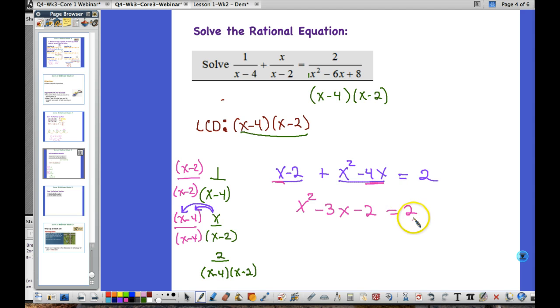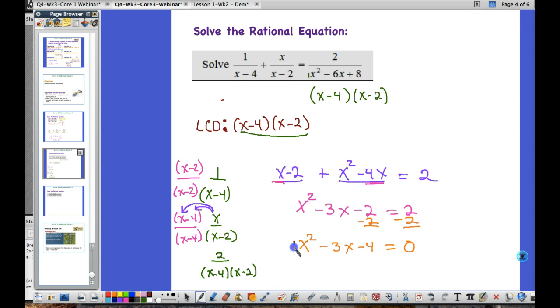Well, now I have a 2 here that I need to move over, because in order to solve a quadratic, you have to set it equal to 0. So I'm going to subtract this 2 out here, move it to that 2. And then the quadratic that I'm going to have is x squared minus 3x minus 4 equals 0. Here's where all that hard practice you guys just did pays off, right? Because you can factor this now by grouping. You can make your x and do all that.